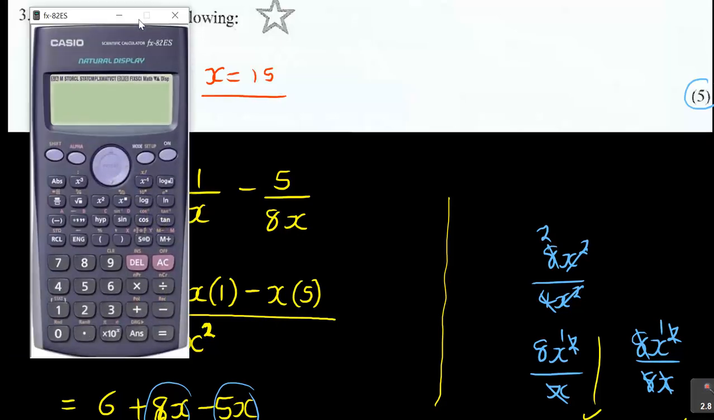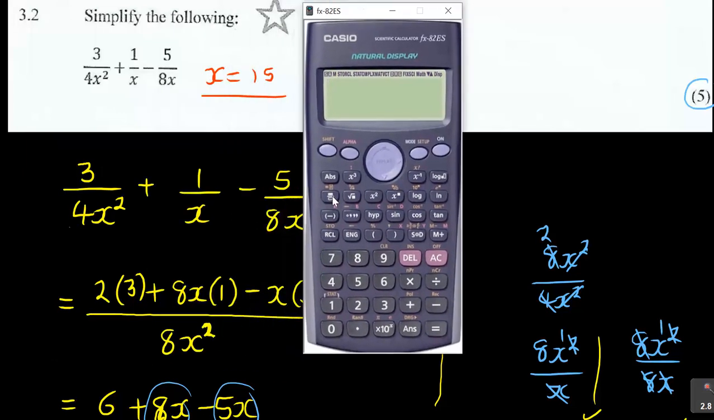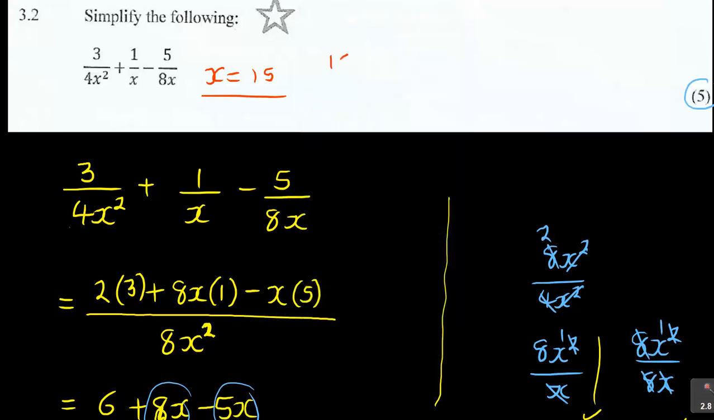So I come here and say, okay, with x equal to 15 is 3 over 4 times 15 squared. That's why I prefer smaller numbers, not to complicate things, plus 1 over 15. This will look complicated because of this 15. Not really complicated, but like a bigger number. Minus 5 over 8 times 15. See, it's 17 over 600. So I'm getting 17 over 600.